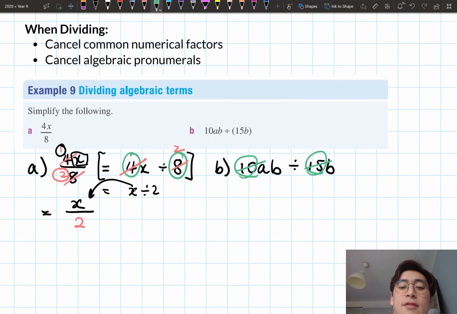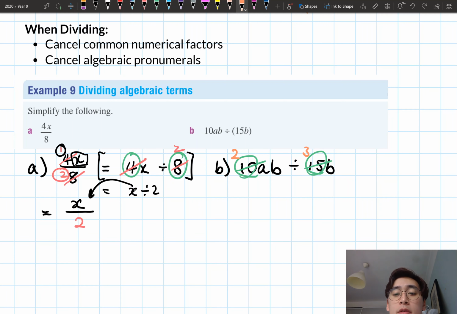How many times does 5 go into 10? It goes into 10 twice. I'm going to write over here in a different color. 5 goes into 10 twice, and 5 goes into 15 3 times. Okay, so I've dealt with my numerical factors. Now I want to deal with my algebraic pronumerals. I want to cancel out common factors in both the terms. What this looks like is I look for common letters in both of the terms that I can cancel out.